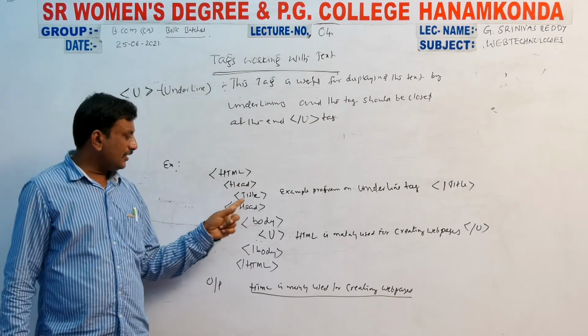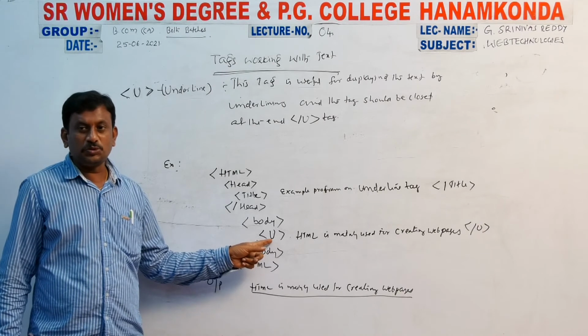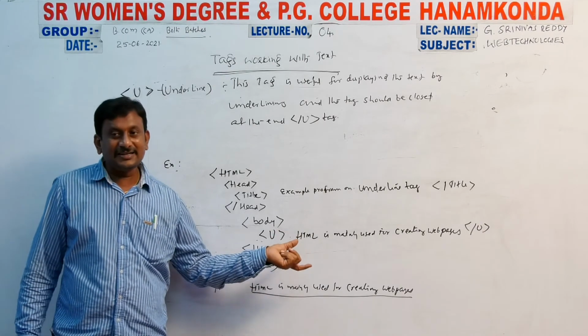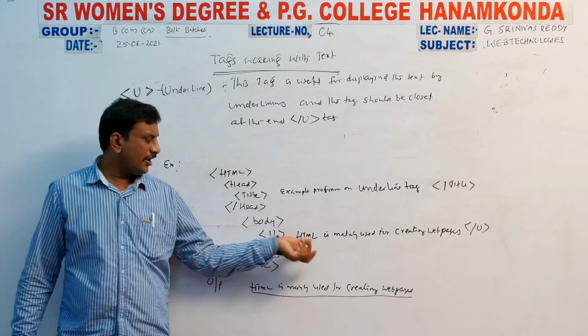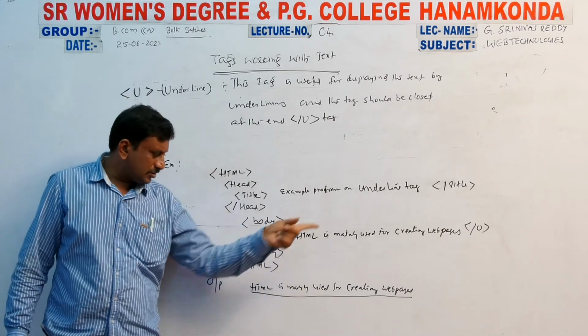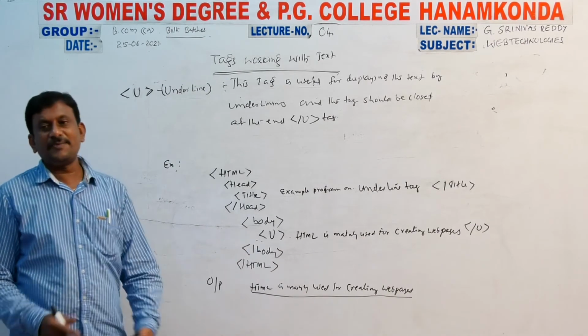HTML, head, title, head close, body. Under the body there is one more tag called U. U means underline. Then you can write the content; content means anything you want to write in HTML. HTML is mainly used for, then U close, underline close, body close, HTML close. Then similarly.